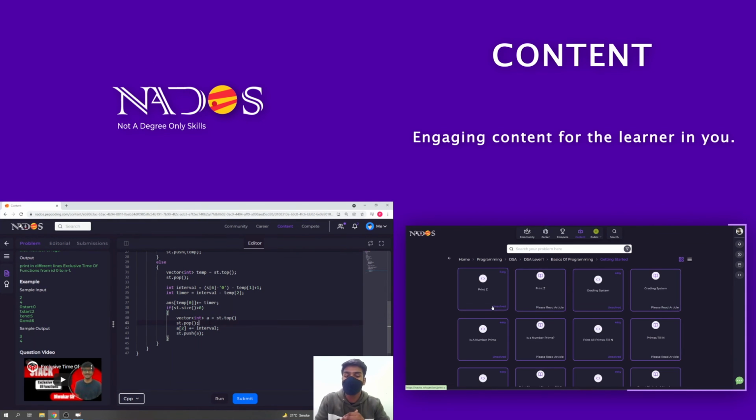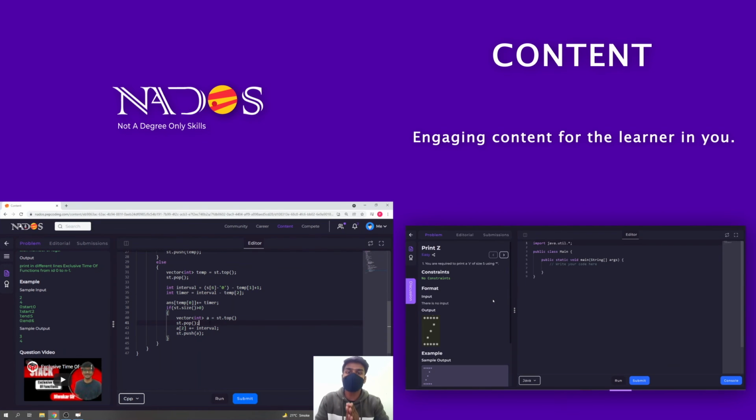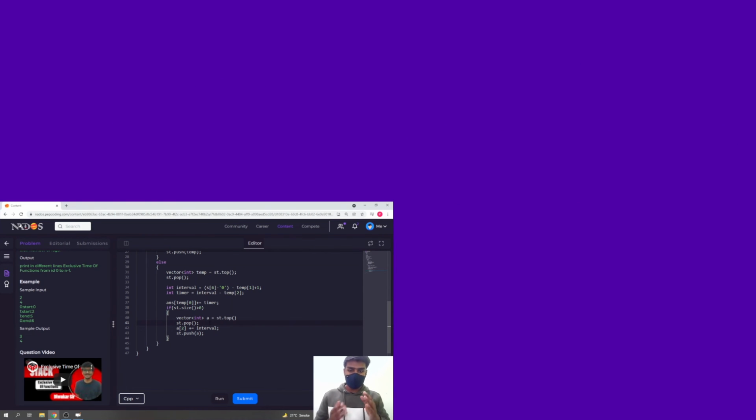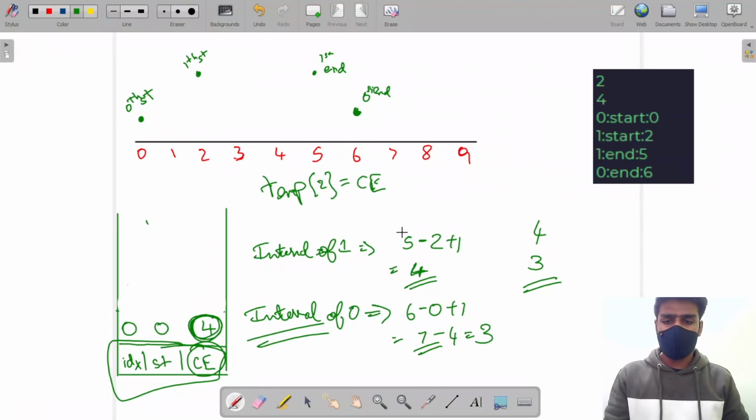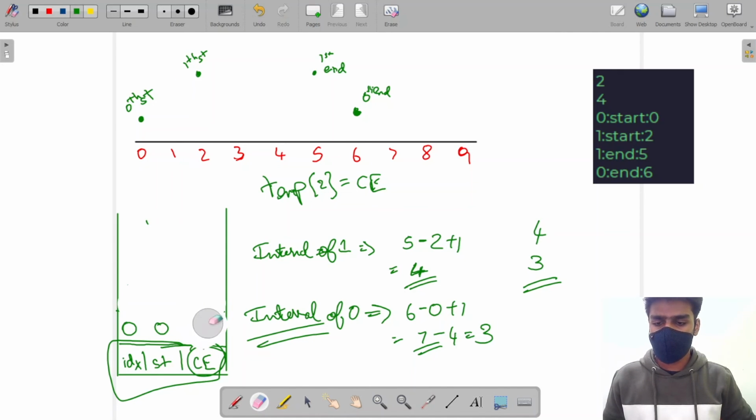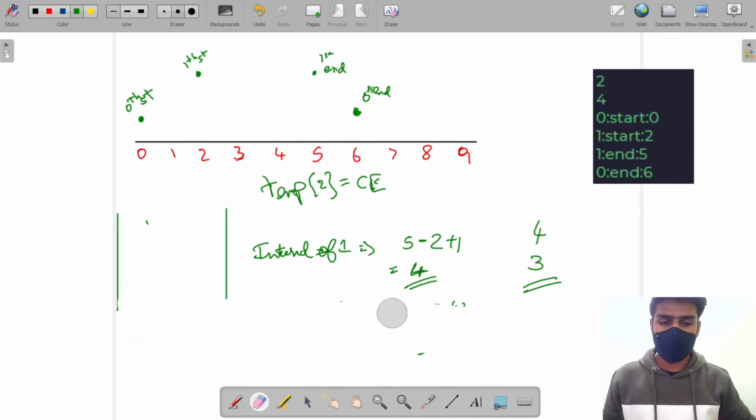We are adding interval in A2 because, suppose we are talking about 1 now, right? So how did we get this value? I have made it a hodgepodge. Let me erase this and explain it to you.